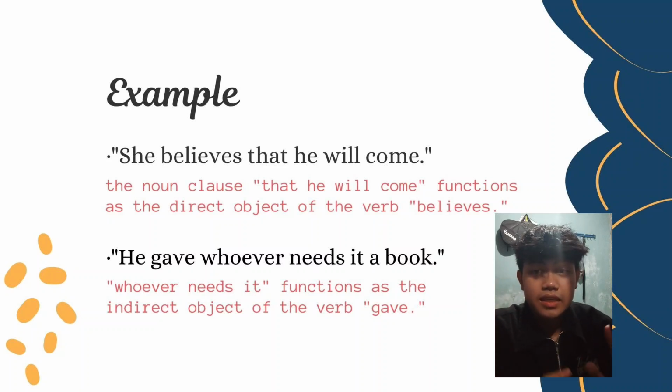The second one: he gave whoever needs it a book. Here, the noun clause whoever needs it functions as the indirect object of the verb gave. It receives the action of the verb indirectly, indicating to whom or for whom the action is done. The entire clause serves as a single unit, taking the place of a typical noun or pronoun that would function as the indirect object.